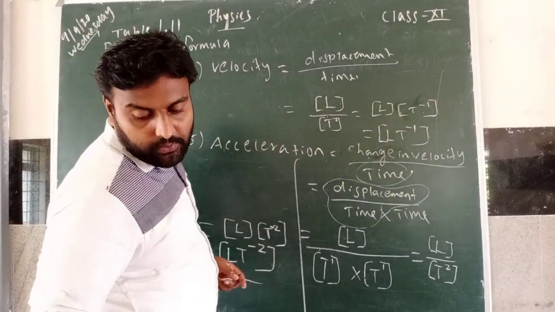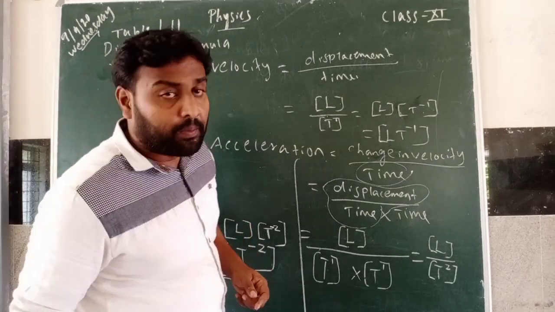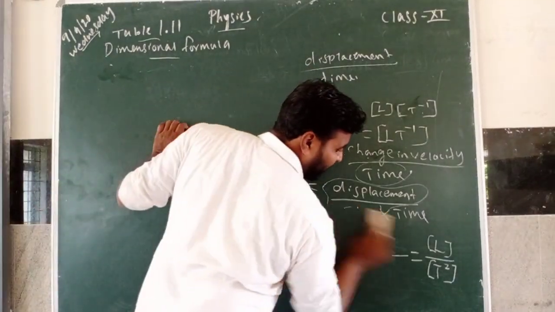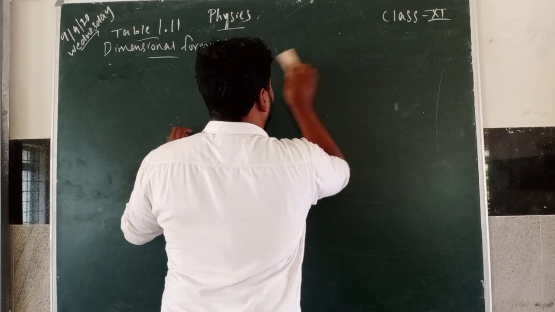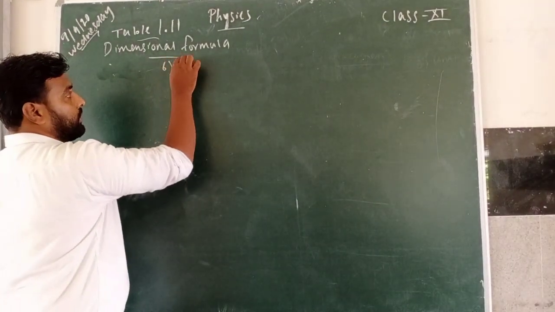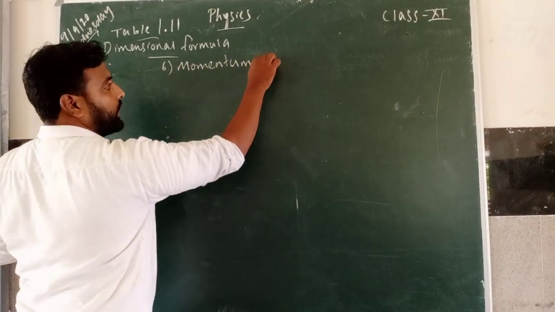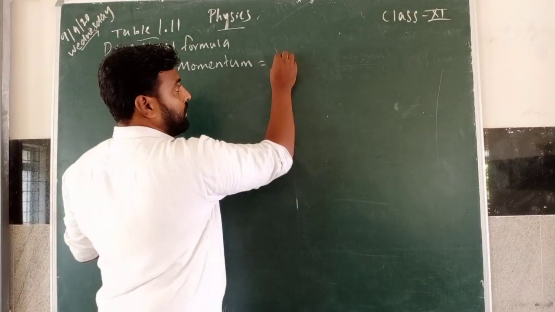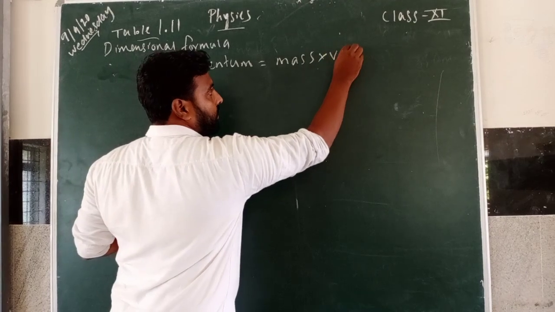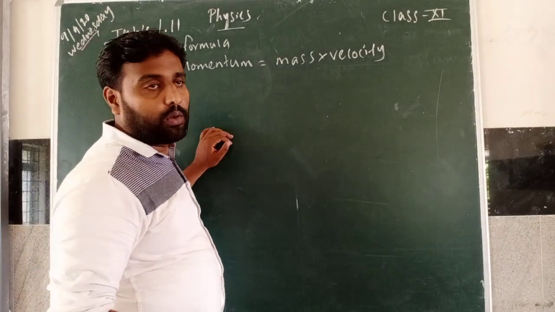Now next one is what? Next one is momentum. Listen here. Momentum equal to what? Formula is mass into velocity. Momentum formula is mass into velocity.